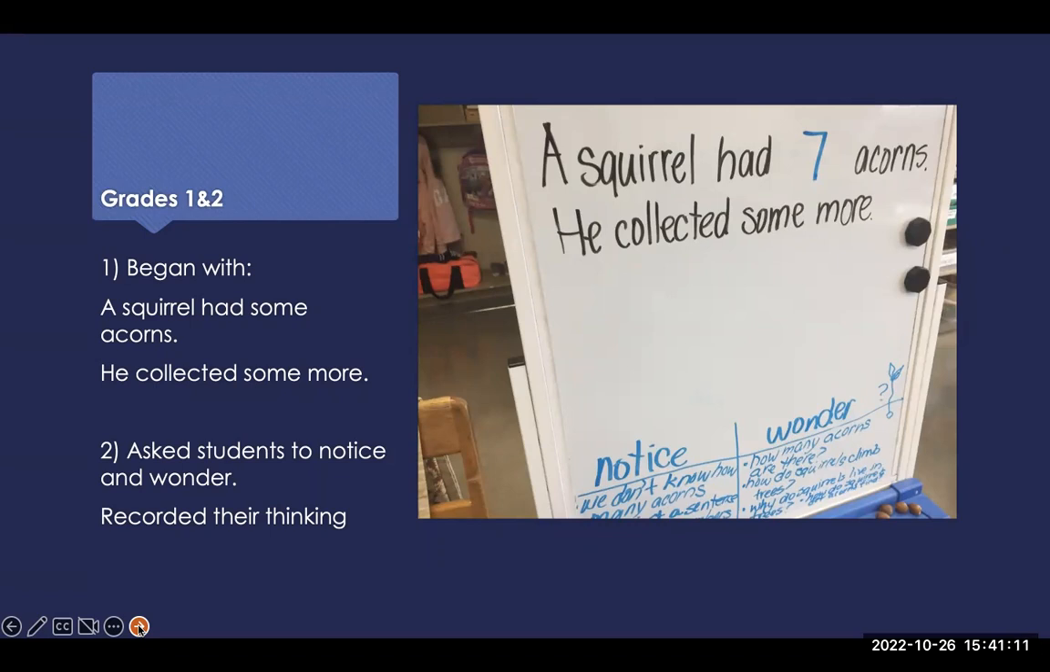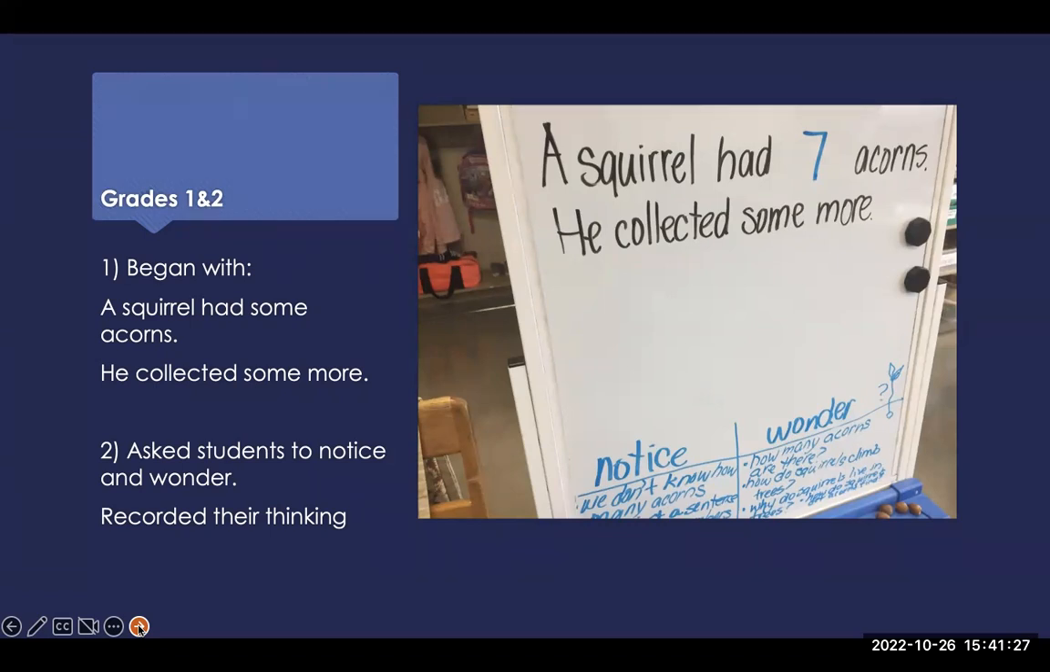How many acorns are there? Like, this isn't a math problem because there aren't any numbers. And we asked them to ask some questions. Grade 1s and 2s: where did the squirrel find the acorns? What kind of squirrel was it? Where did it live? There were all those kinds of questions as well that contribute to the story.